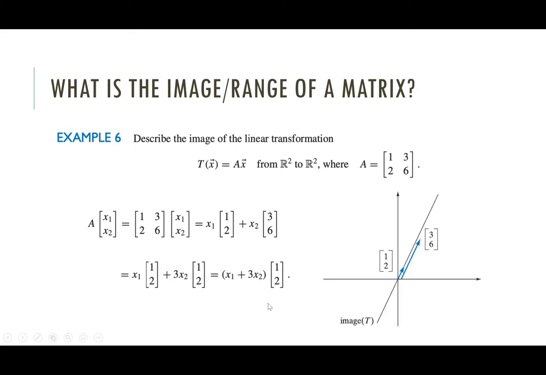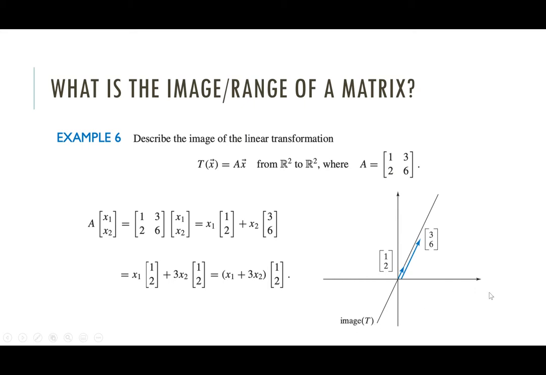Geometrically, what this gives us is actually a line. This is the span. I don't know if I've defined span yet. This is the set of all multiples of the vector 1, 2. If you just stopped here, you'd say it's the set of multiples of the vector 1, 2 plus any multiples of the vector 3, 6. But since 3, 6 is parallel to 1, 2, it's really just this line. So this line through the origin is the image.